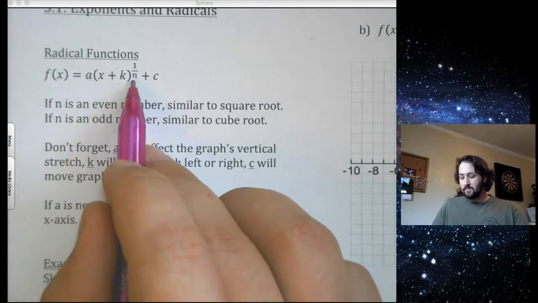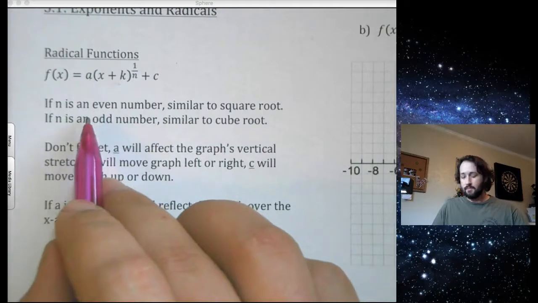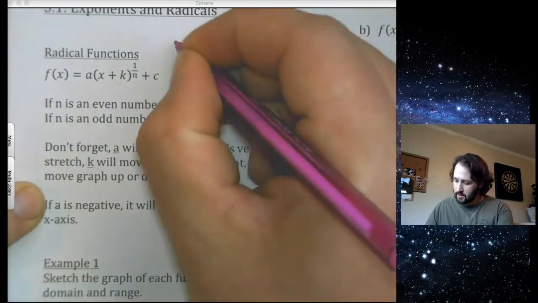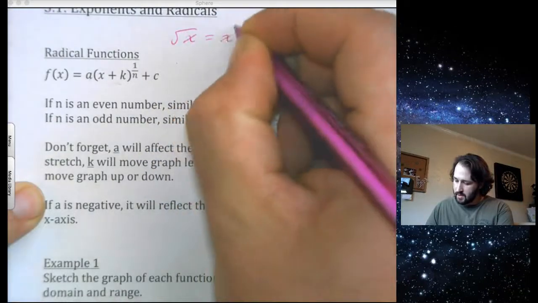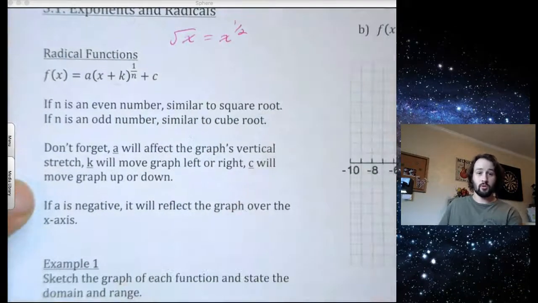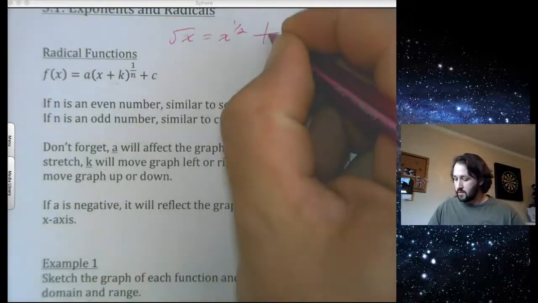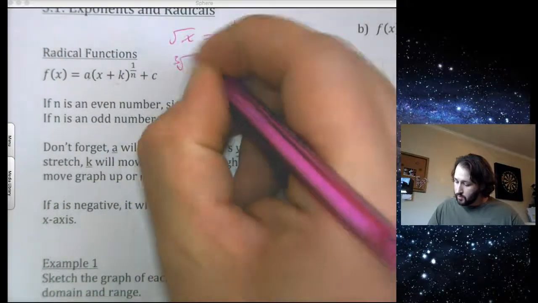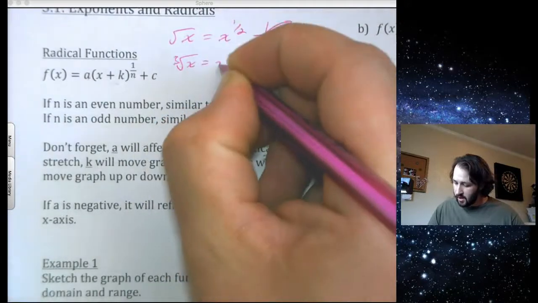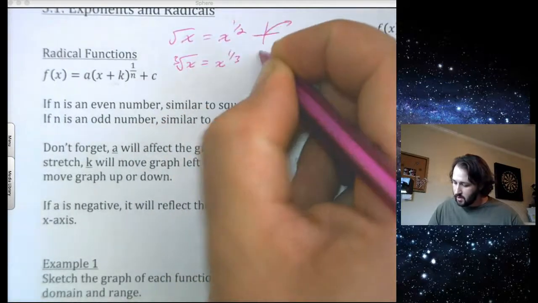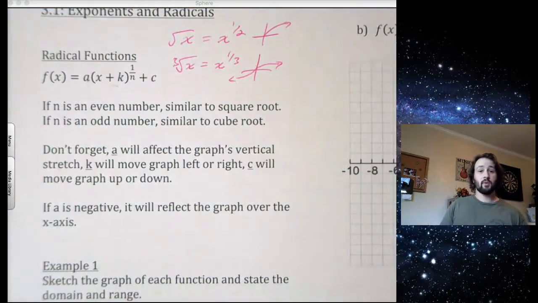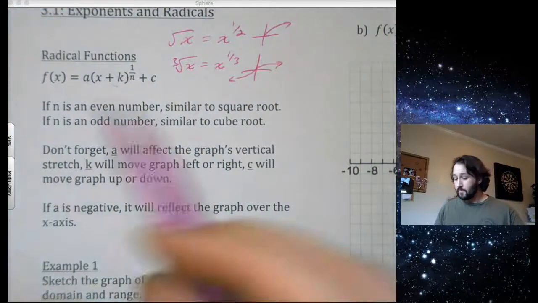1 over n, I have a little thing here about n. Remember, the square root of x is the same thing as x to the 1 over 2. We know our square root graph looks something like that. If we had the cube root, we also learned about the cube root graph, which was x to the 1/3, which looks something like that. We've learned about both of these functions to this point.